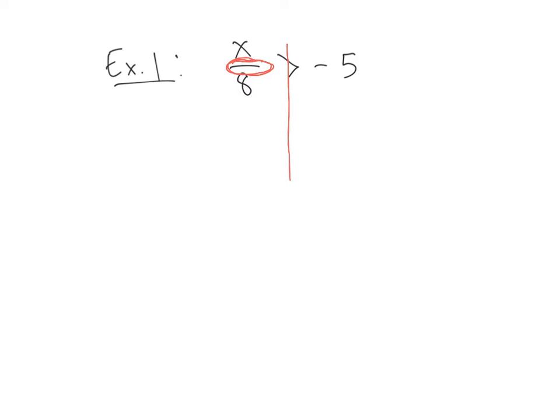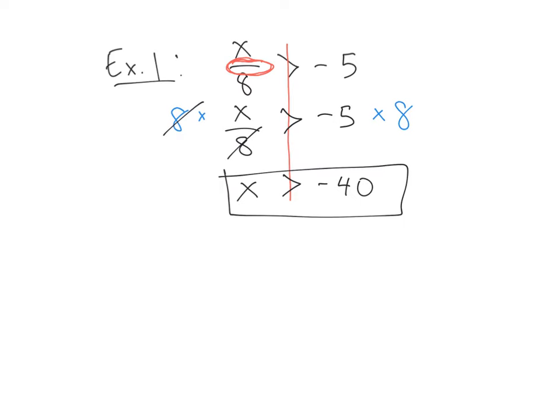All right, good. Hopefully you got that it's division. As soon as we know that it's division, we can go about undoing it. If that's divide by 8, I can undo it by multiplying by 8 on both sides, because the opposite of divide 8 is multiply 8. When I do that, I'm left with x on the left-hand side, and negative 5 times 8 makes negative 40 on the right. So my solution set is x is greater than negative 40.